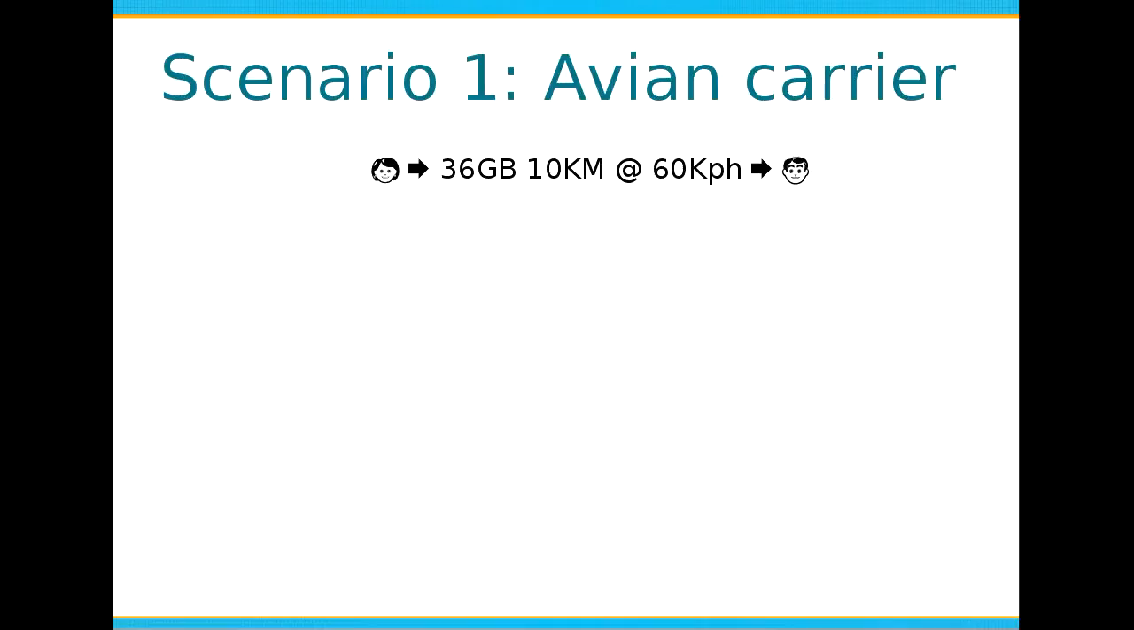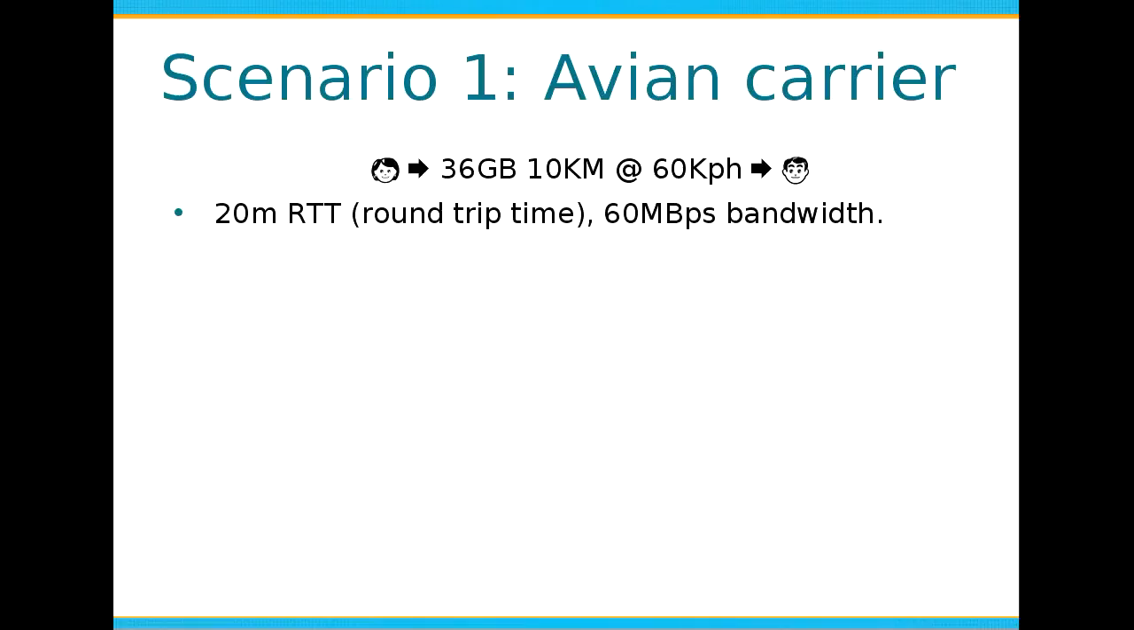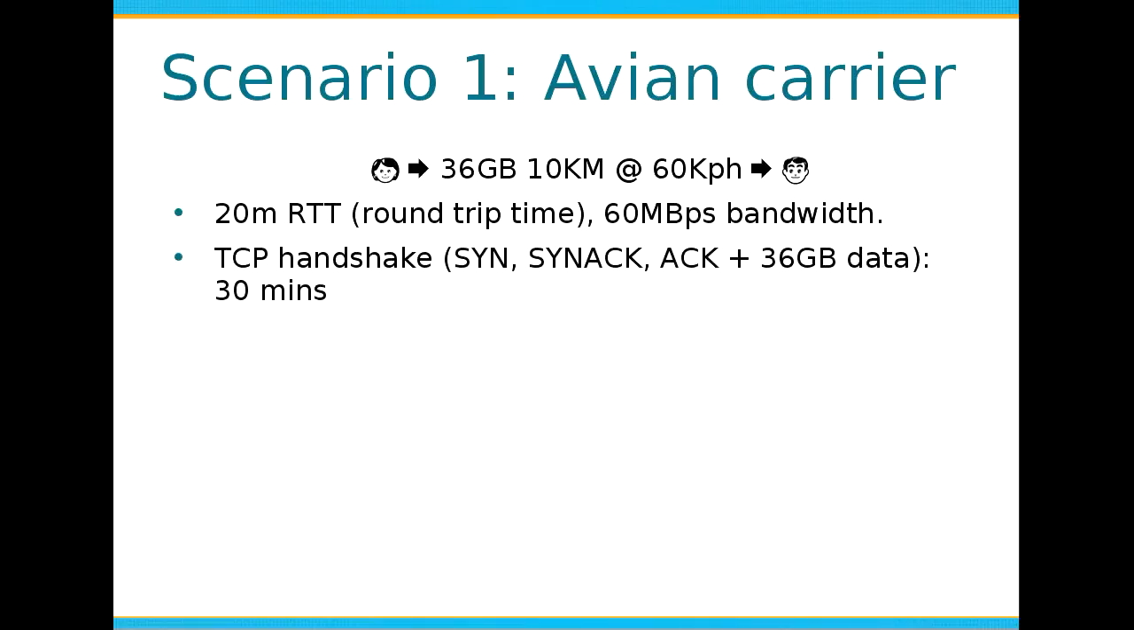Scenario 1, avian carrier. We want to send 36 gig of data, 10 kilometres. So avian carrier, if you're not aware, is carrier pigeon. So we're going to send a USB stick via a bird. Now the USB stick, of course, can take a lot of data, but the bird is going to take a little while to take it there. So it's got a 20-minute round trip time. It has a TCP handshake. If you're using TCP with this, it's going to take a while.